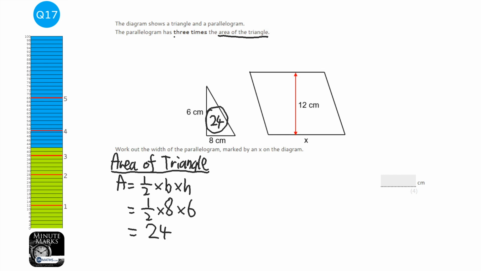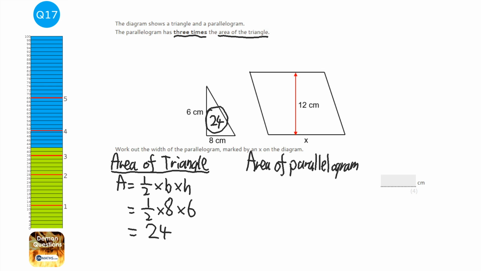And we know that the parallelogram is 3 times the area of the triangle. So the area of the parallelogram equals 24, which is the area of the triangle, times by 3. Now I know 25 times 3 is 75, so I'll take away 3 from that, it's 72. So it equals 72 centimeters squared.